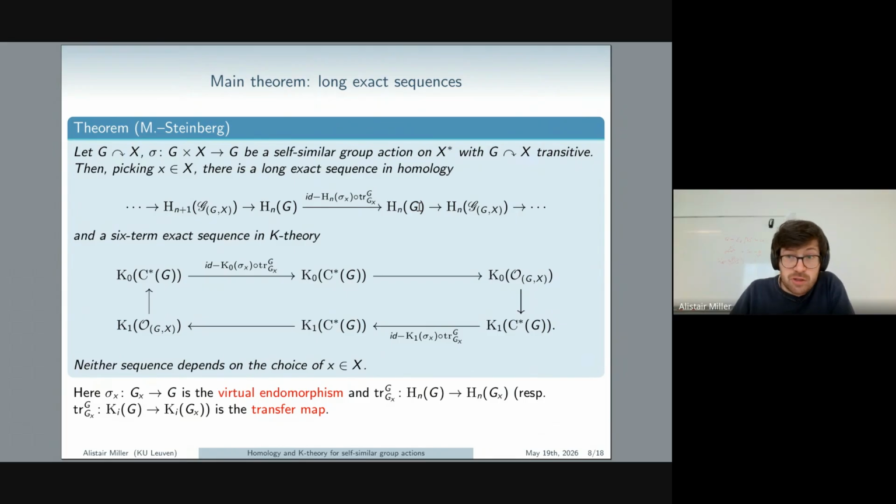I do think it's an interesting question, though, to see how much can be pinned down about the K-theory of the Grigorchuk group C-star algebra, or the homology of the Grigorchuk group, by going a bit further and using some more techniques. I'd be quite interested in that.